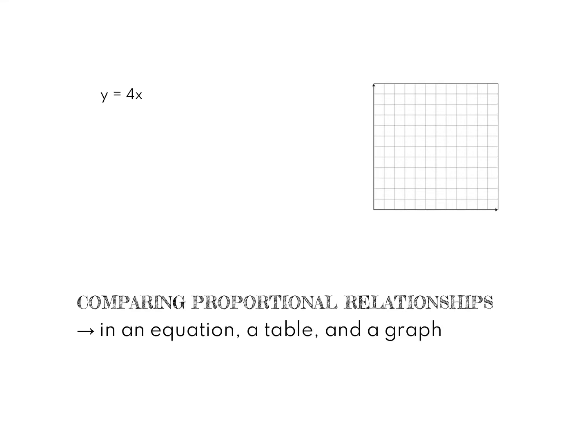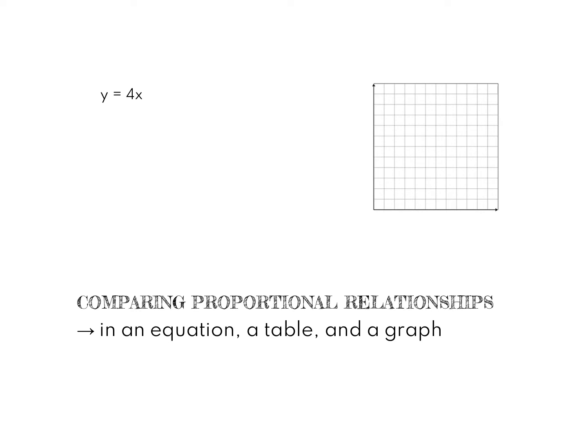Hello everybody, today's lesson is going to be comparing proportional relationships given the information in an equation, a table, and a graph. We're going to start off, I'm going to give you a relationship and I'm going to show you that same relationship in each of these forms. And we're going to start with the equation, we're going to go to the table and then to the graph. So I'm going to show you what the same relationship looks like in each different form.